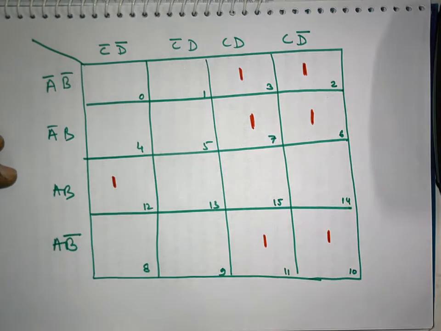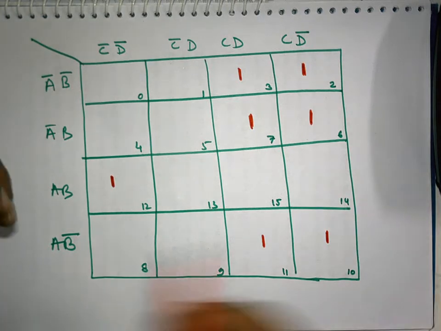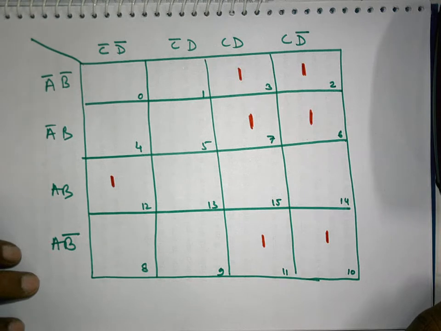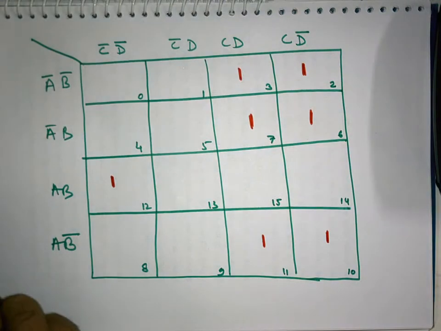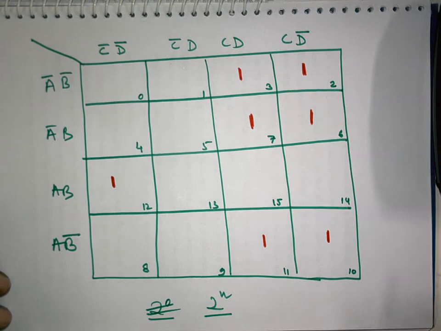Ones are occurring at these positions in the map, and they are placed like this. And if I am asking you to form groups of ones to minimize this K-map, how will you form the groups of ones? The wise decision is to make the biggest group of ones, and that too in this order: 2 to the power n.